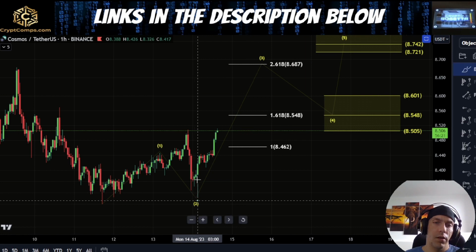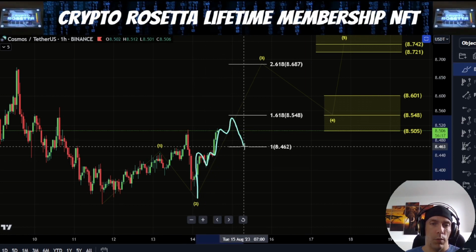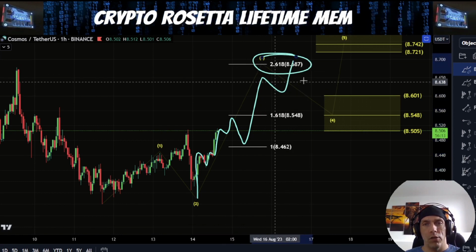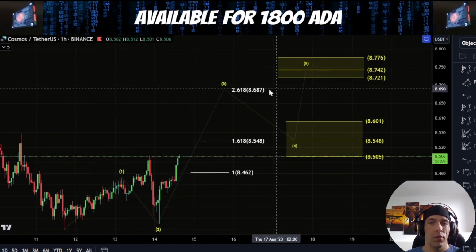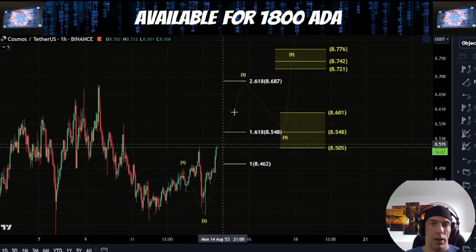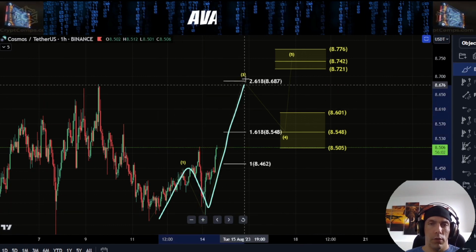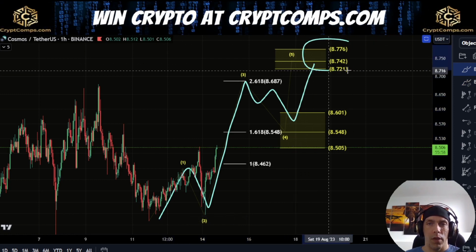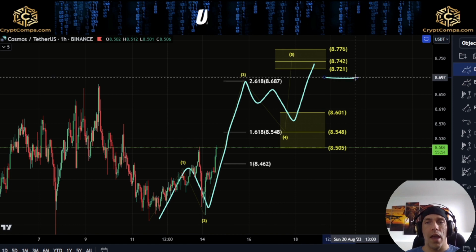So if we do see that idea of that extension where this is 1, 2, we get 1, 2, 3, 4, 5, we get another wave 2 here, and we start to push up, then I'm going to be keeping an eye on this 2.618 as a possible target. Now, it can always look to push up past this zone, but effectively, if we do hit that 2.618, what we'd then be looking for would be this as 1, 2, 3. Would be looking for a 3-wave move down, and then this 5th wave to the upside, possibly pushing us up to this 877 to this 872.